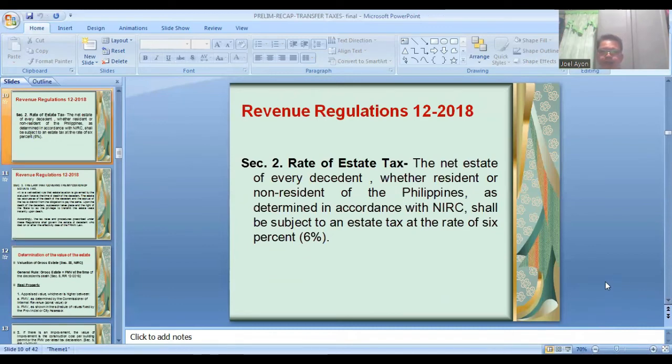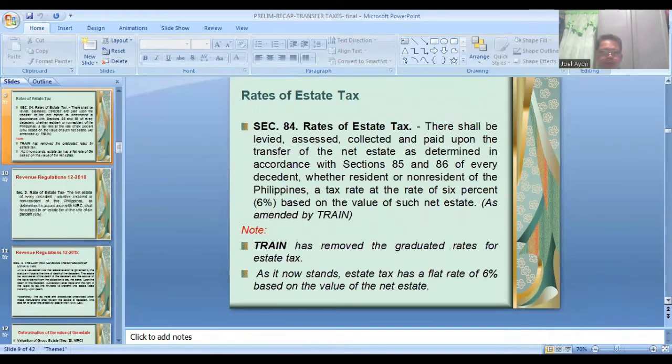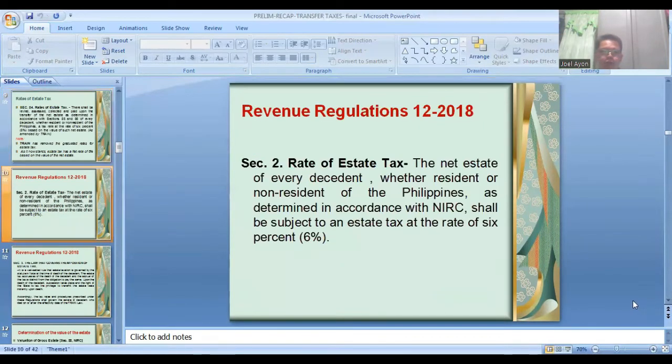To complement Section 84 of the tax code, we also have the revenue regulations issued by the Bureau of Internal Revenue, RR 12-2018. Under Section 2, the rate of estate tax: the net estate of every decedent, whether resident or non-resident of the Philippines, as determined in accordance with the NIRC, shall be subject to an estate tax at the rate of 6%. So it is only a supplemental regulation, or a complement of the rate of estate tax under the National Internal Revenue Code.